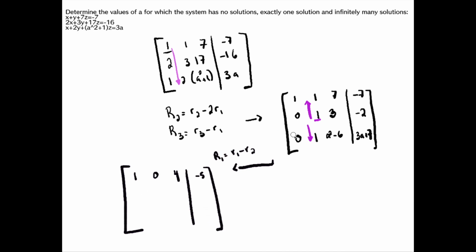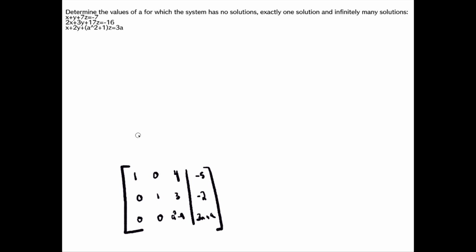And while we're at it, let's just zero out this one as well. Here, 1 minus 1 is also 0. So our new row 3 is equal to our old row 3 minus row 2. Row 2 does not change. It's 0, 1, 3, -2. Then here we have 0 minus 0, which is 0. 1 minus 1 is 0. A squared minus 6 minus 3 is a squared minus 9. Then 3a plus 7 minus -2 is 3a plus 9.